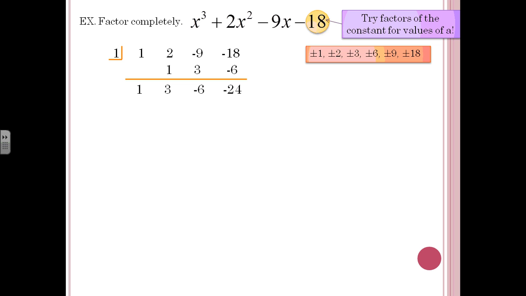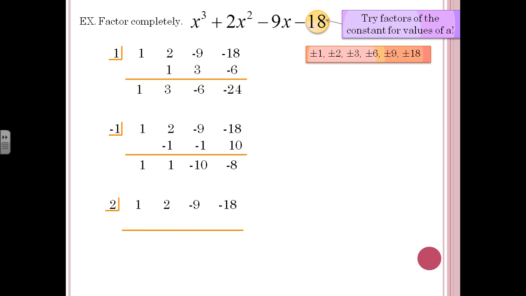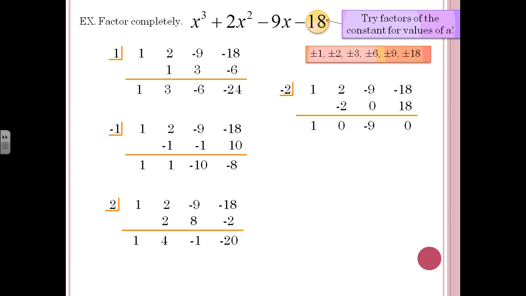Okay, so if we try 1, that obviously did not work. We can try negative 1, test that again. Nope, we didn't get 0 for a remainder. Let's try 2. That doesn't work. Keep going. Try negative 2. And that one did work.